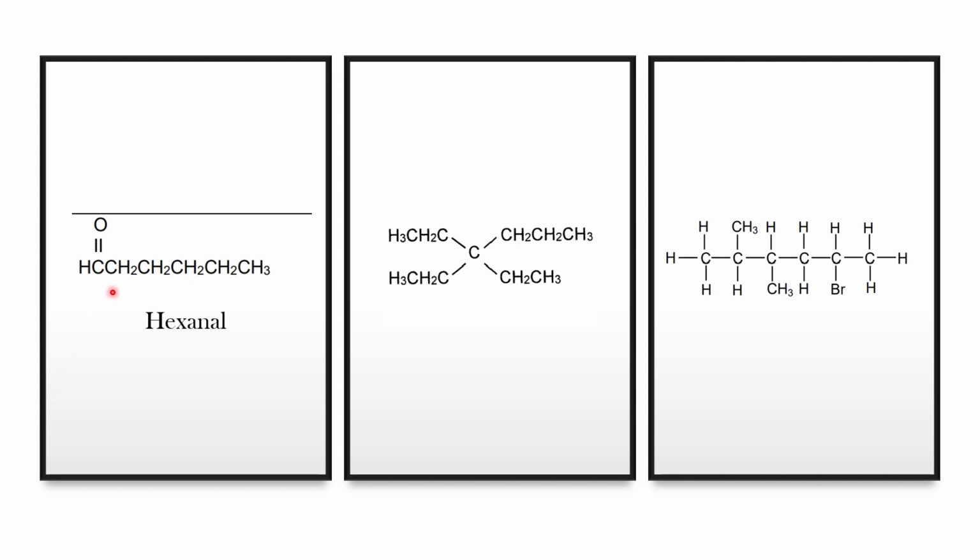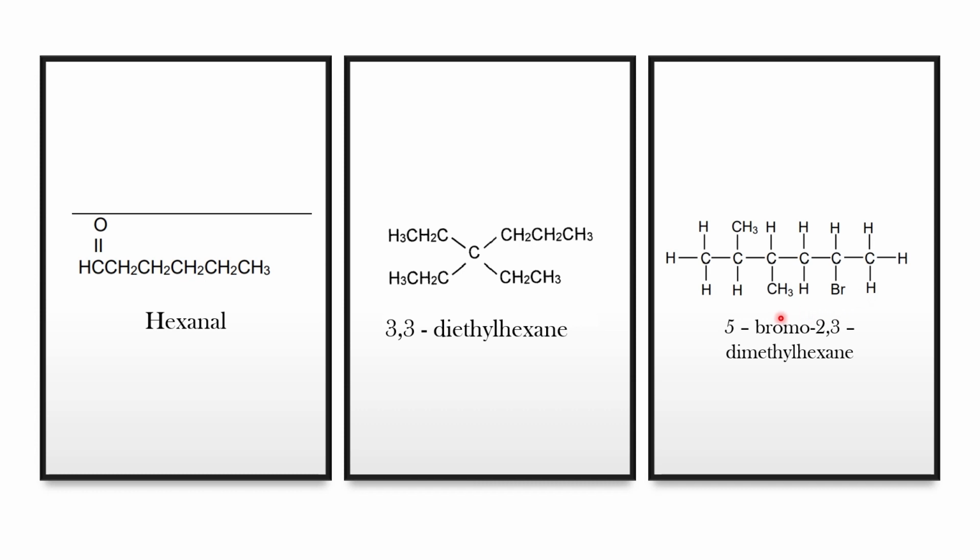The first one, 1, 2, 3, 4, 5, 6, hex. The double bond sits on the first carbon, meaning an aldehyde, so it'll be hexanal. The second one, 1, 2, 3, 4, 5, 6, hexane. However, there's 2 ethyls because there's 2 carbons, meaning 2 ethyls. And it sits on the third carbon. So 3,3-diethyl hexane.